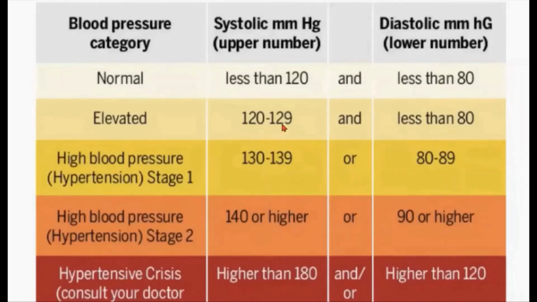Yes, so these are the blood pressure categories. Anyway, normal is less than 120 and less than 80, or 120 by 80. That is the normal BP of a healthy person.